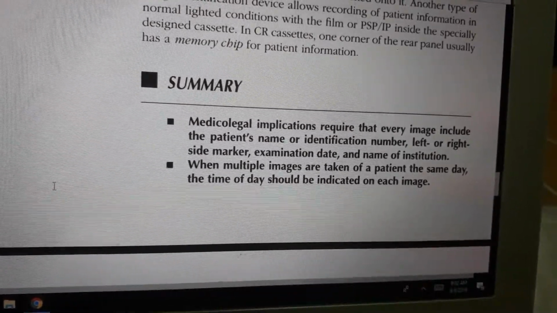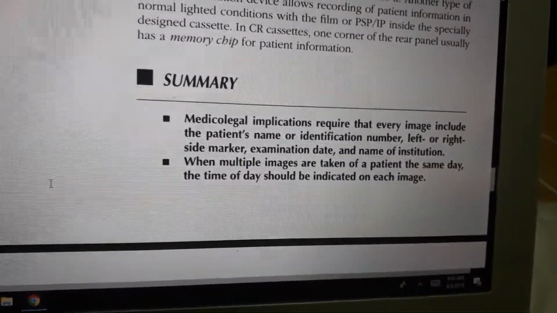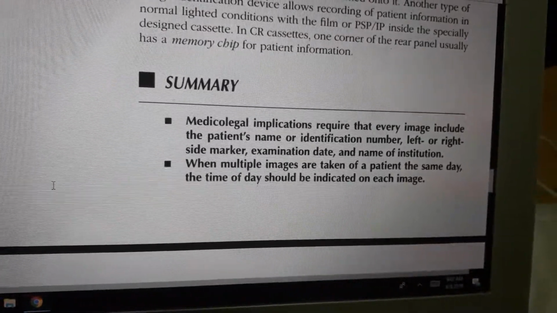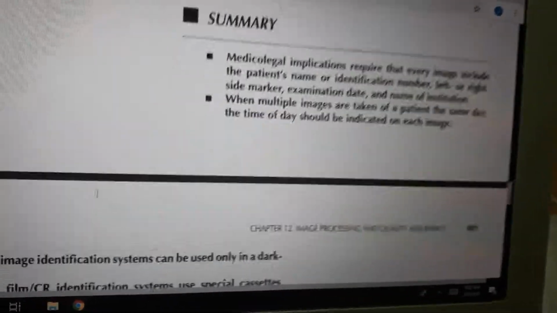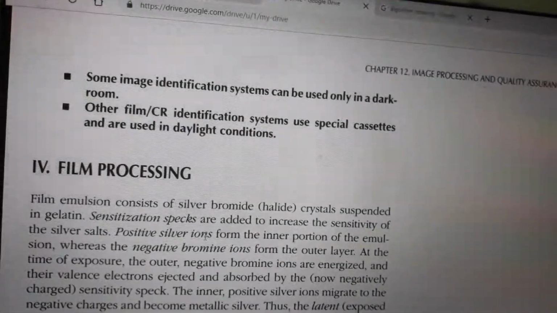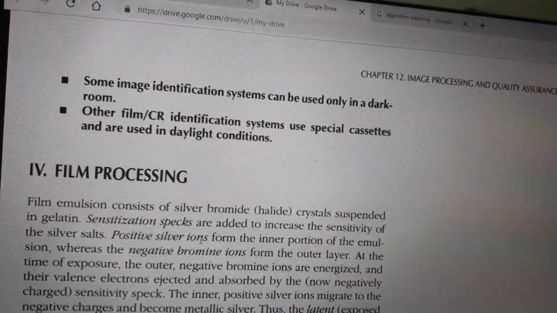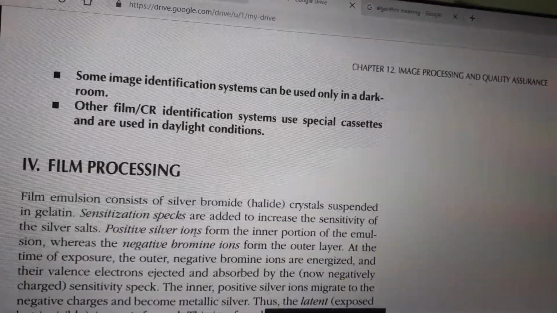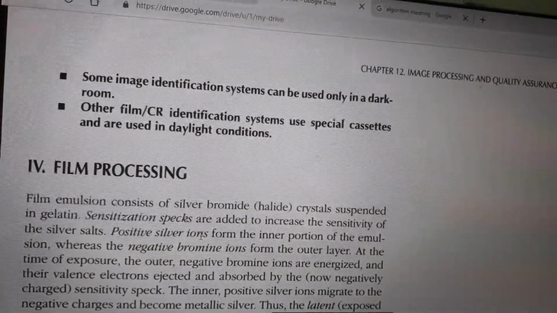When multiple images are taken of a patient on the same date, the time of day should be indicated on each image. Some image identification systems can be used only in a darkroom. Other film and CR identification systems use special cassettes and are used in daylight conditions.